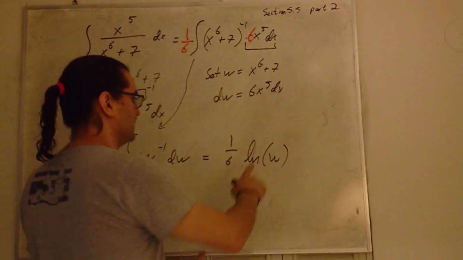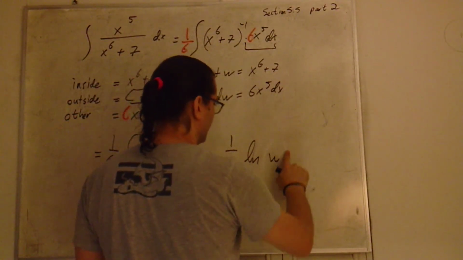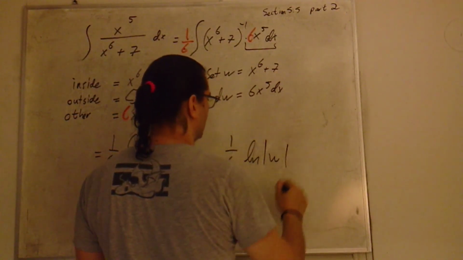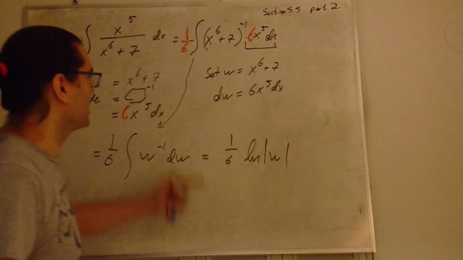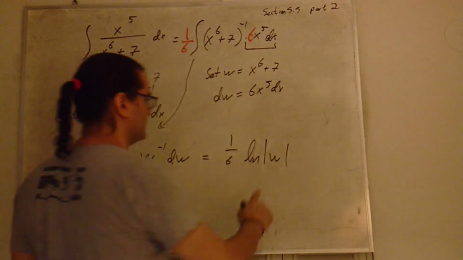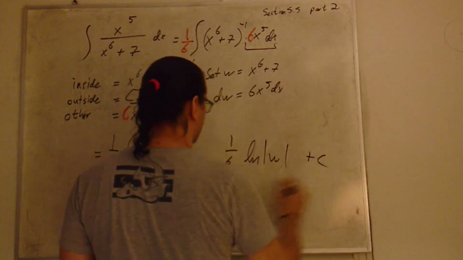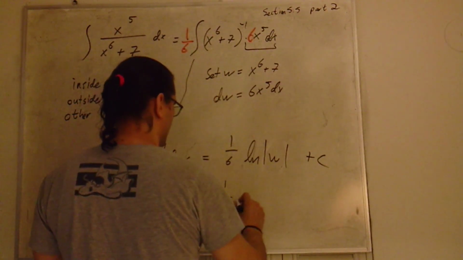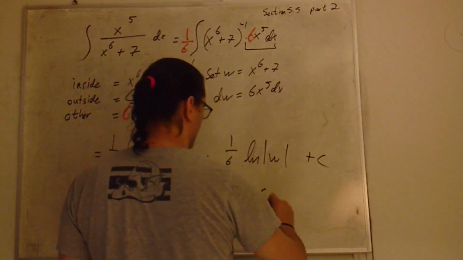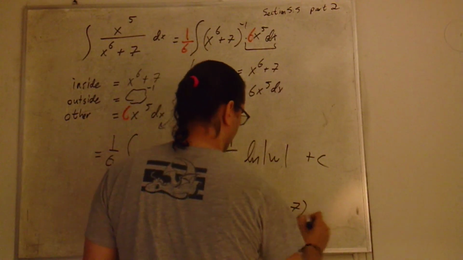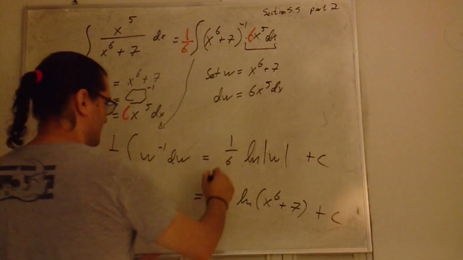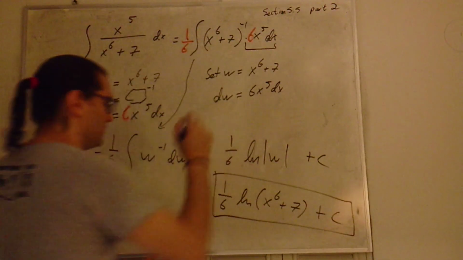I guess if we're being extremely pedantic, we should put absolute value signs here, although I suppose we don't need them. x to the 6 plus 7 is always positive. So 1/6 natural log x to the 6th plus 7 plus c is our final answer.